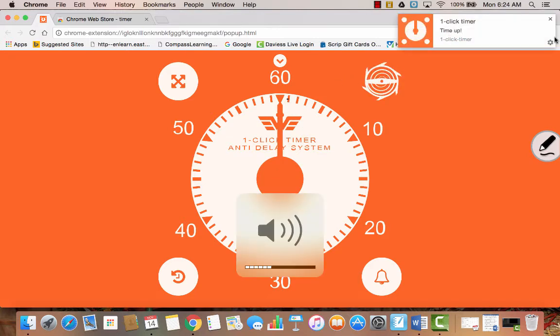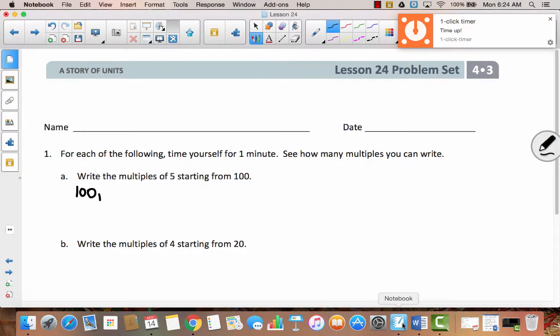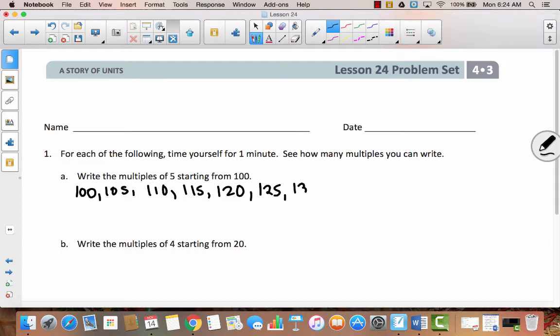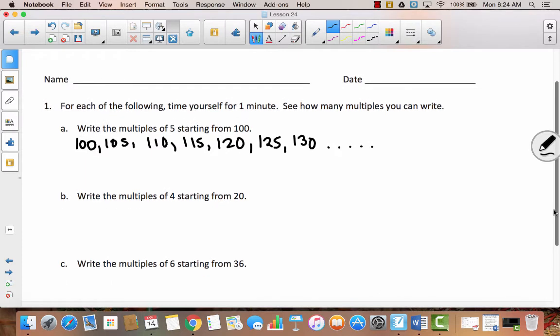Okay, stop. All right, so let's see what you wrote. I don't know how far you got, but it'd be pretty obvious whether or not you were doing it correctly, because you would say 105, 110, 115, 120, 125, 130, etc. So how far did you get? Did you get to 200? Did you get to 300? Well, good for you.